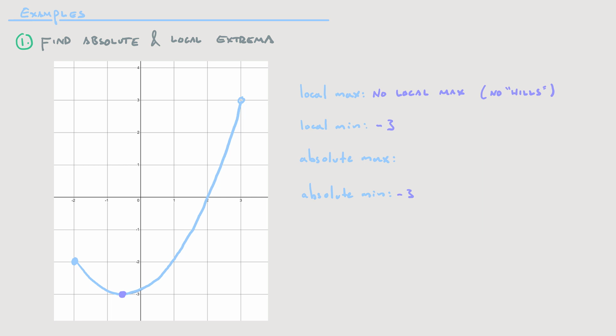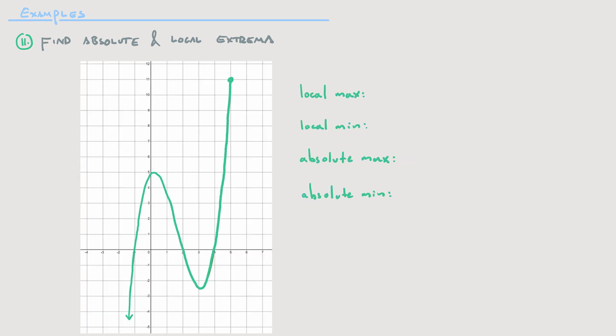The absolute maximum would be 3 if it weren't an open dot here, but because it is an open dot, we don't know how to say what the closest number to 3 is without being 3, so again, we would say there's no absolute maximum, because the endpoint that would be the absolute max is an open dot. And also, just to point out, if this one was an open dot, it actually wouldn't change anything because that endpoint is neither a hill nor a valley, nor the highest point, nor the lowest point. So being closed or open doesn't actually affect anything for this graph.